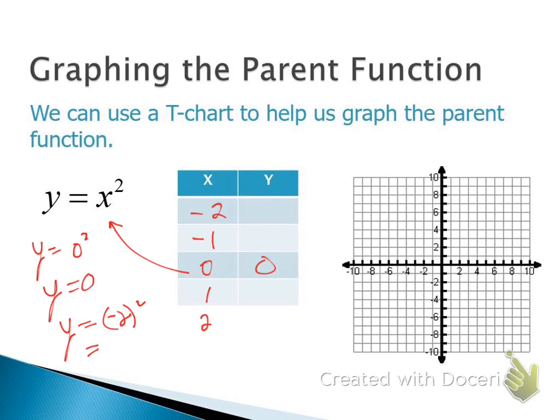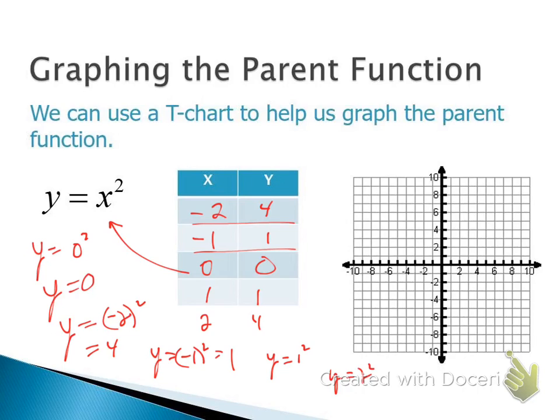Since x is the base for the exponent 2, that means whatever I plug in for x has to be the base for that exponent as well. So -2 is the base, -2 squared is 4. As a matter of fact, what you're going to find is no matter what you plug in for x here, all you've got to do is square it. And so -1 squared is 1, 1 squared is 1, and 2 squared is 4.